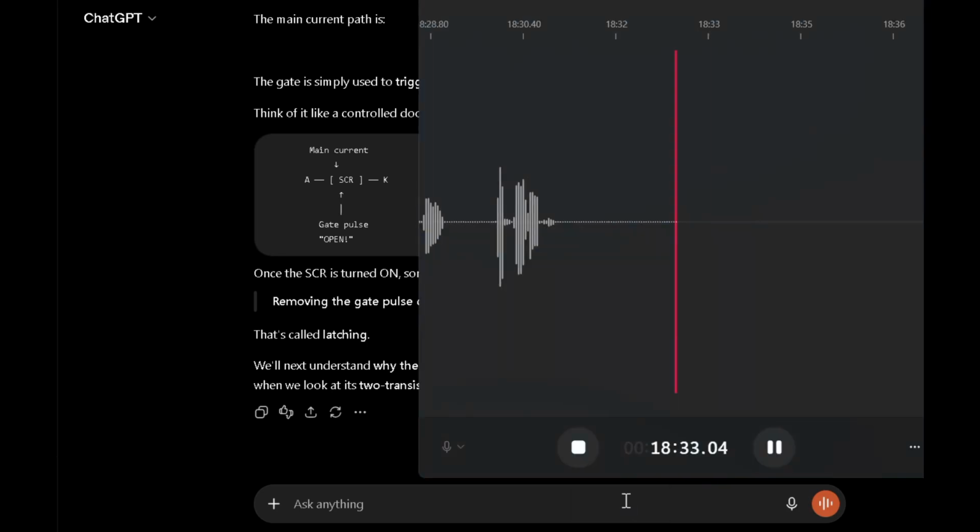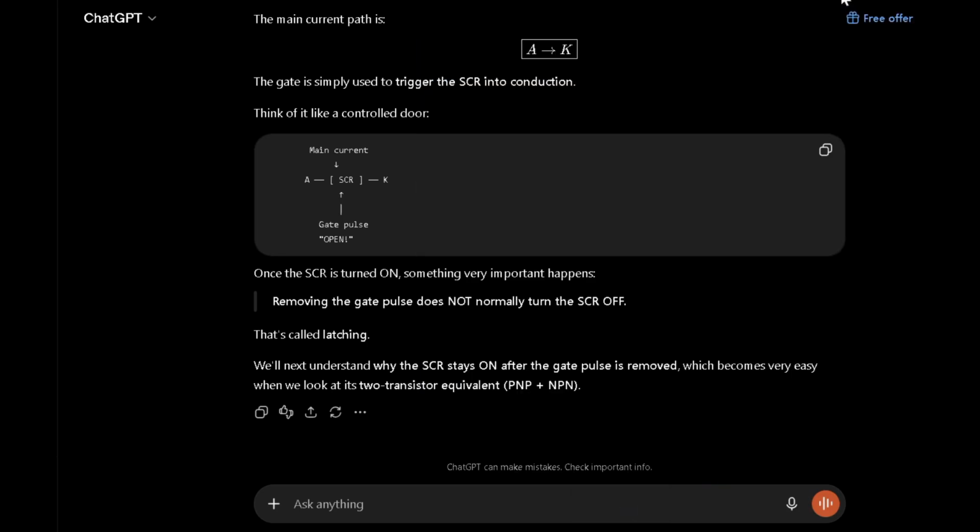Next, let's understand why the SCR stays on after the gate signal is removed. It becomes very easy, and I'll continue.